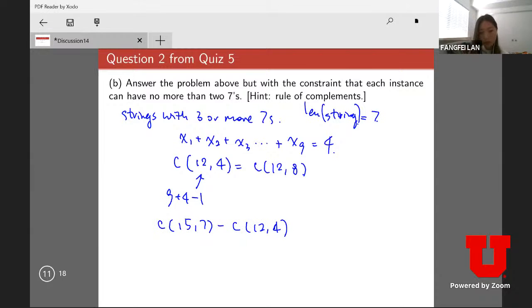Okay, so alternatively, you could also do, string with 0 7s, string with 1 7, string with 2 7s. You add them up together. This is just an easier way of doing this. Does it make sense? Any questions? Okay.